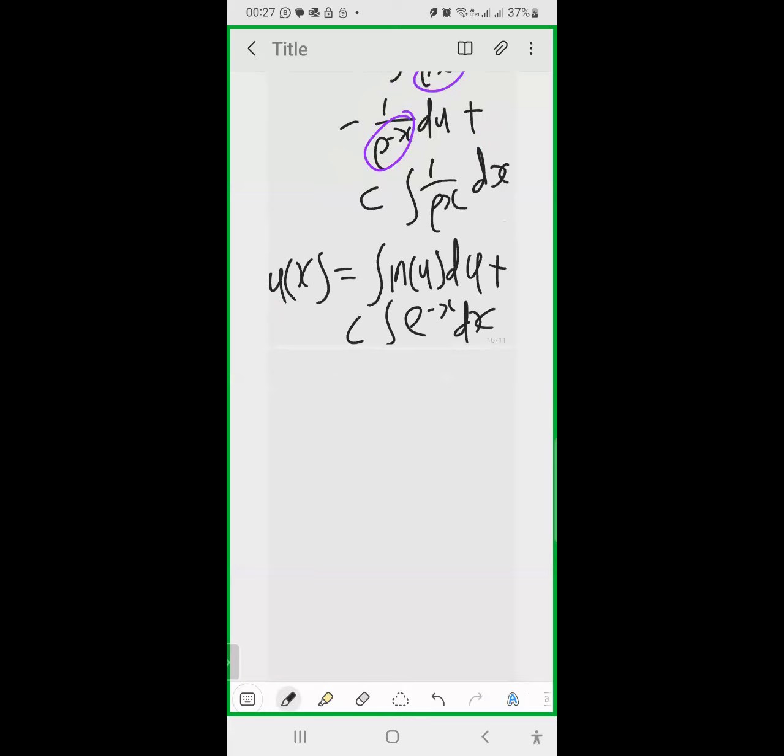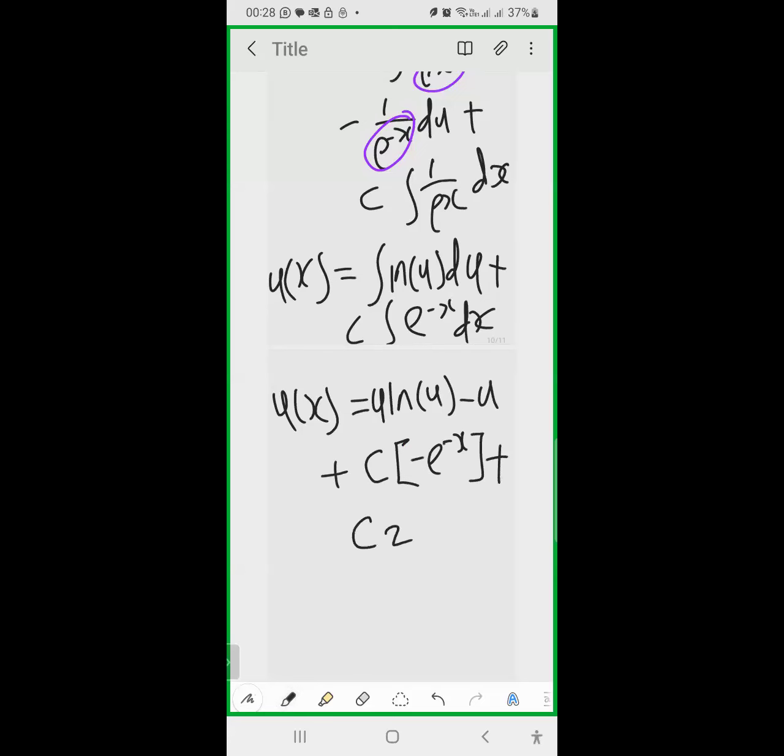So u of x is then going to be equal to the integral of ln of u. When you use integration by parts, you're going to get that the integral of ln of u is u multiplied by the ln of u minus u. So this will be plus the constant c multiplied by the integral of e to the power x, that is minus e to the power minus x, close bracket, and then we're going to add our constant c2.